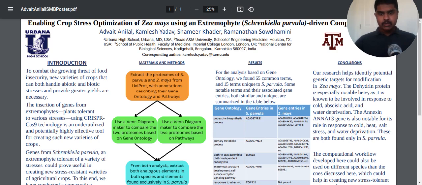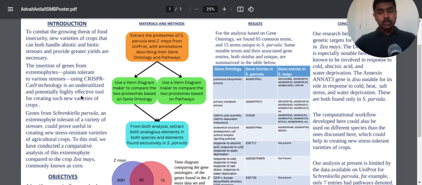To start off with, we all know that food insecurity is a growing threat in our world today. To combat this threat, new varieties of crops that can both handle abiotic and biotic stresses and provide greater yields are necessary. The insertion of genes from extremophytes, which are plants tolerant to various stresses, using CRISPR Cas9 technology, is an underutilized and potentially highly effective tool for creating such new varieties of crops.